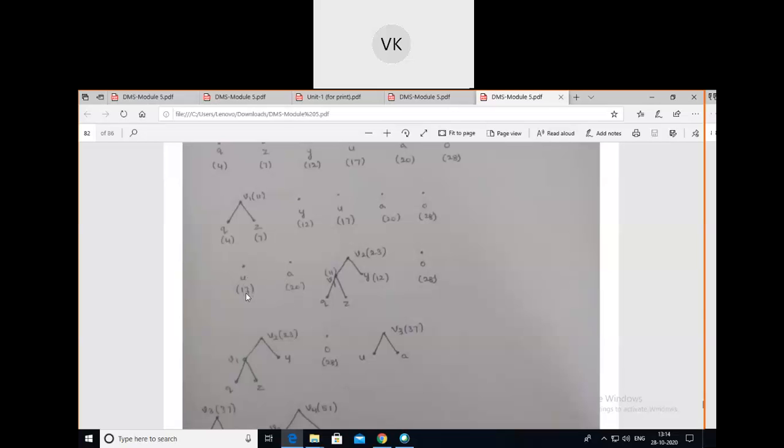And what is the obtained node weight here? 20 plus 17 is 37. Now the newly obtained node is having the weight 37, okay. v3 is having 37, v2 is having 23, o is having 28, okay. In 5 minutes the session will be ending, okay. I am going to finish this one example.